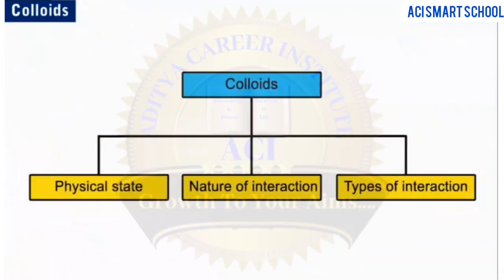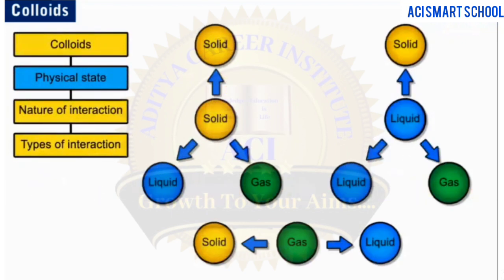Colloids can be classified on the basis of the physical state of the dispersed phase and the dispersion medium, the nature of interaction between the dispersed phase and dispersion medium, and the types of particles of the dispersed phase. Let us first discuss the classification based on the physical state of the dispersed phase and the dispersion medium. Depending upon the physical state of the dispersed phase and dispersion medium, 8 types of colloidal systems are possible.